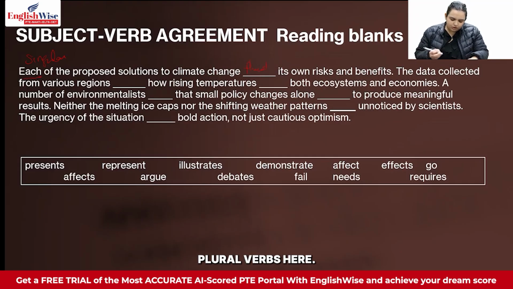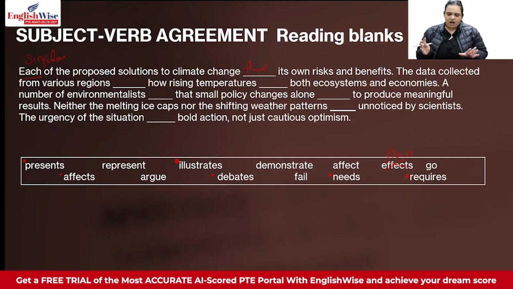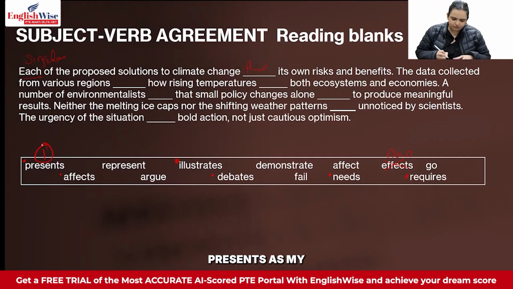Okay, let me look for plural verbs here. So I have presents, I have illustrates, I have effects, which is not a verb at all, guys, it's a noun, so I can't take that. Affect is the verb, effects is the noun. I do have affects as well. I have debates and I have needs and requires. Okay, so I have a lot of them. But you see, out of the whole bunch of options given, I have come down to at least 1, 2, 3, 4, 5, 6. I've come down to 6 options. Now over here, when I'm proposing things, I'm also always talking about presenting ideas. So I will put presents as my first answer there.